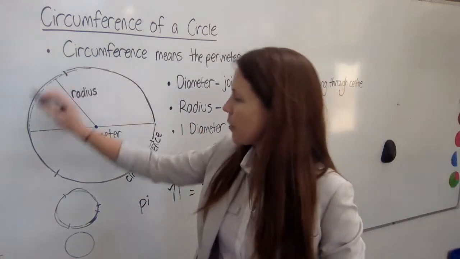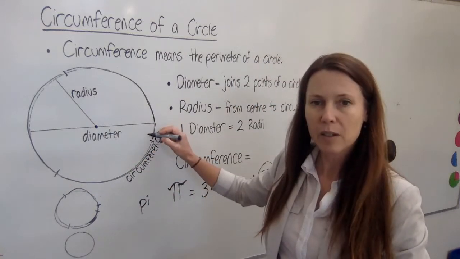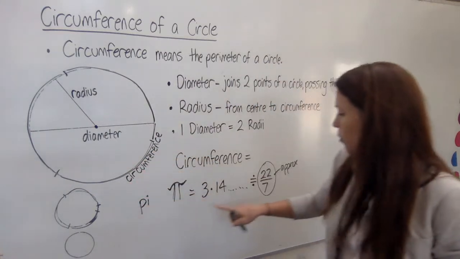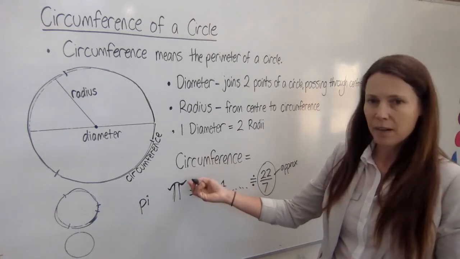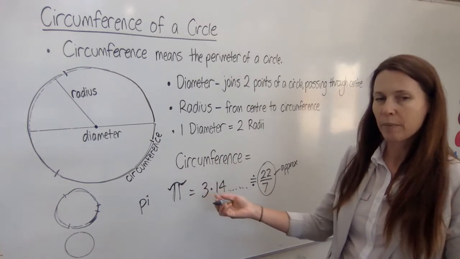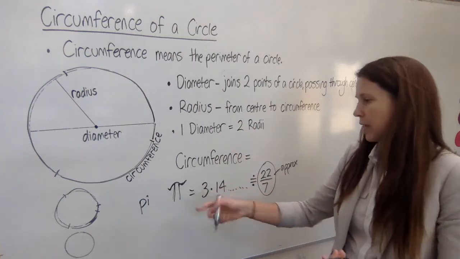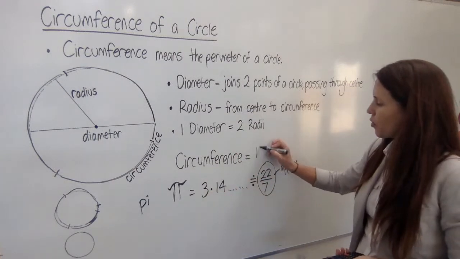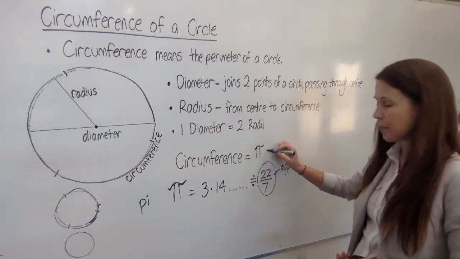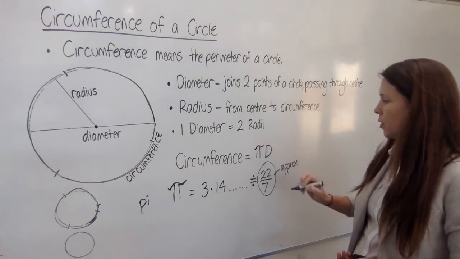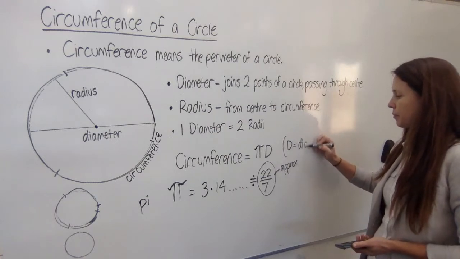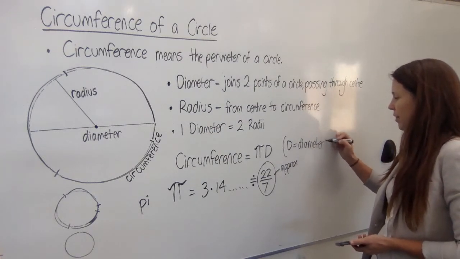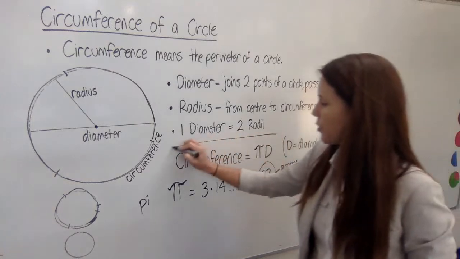Well, how many times around did our diameter go? 3 and a bit times. It went pi times, actually. So if you know what the diameter is, you just need to multiply it by 3 and a bit, or pi. So that means our formula is pi times d, where d is the diameter. Okay, and that is our formula for the circumference of a circle.